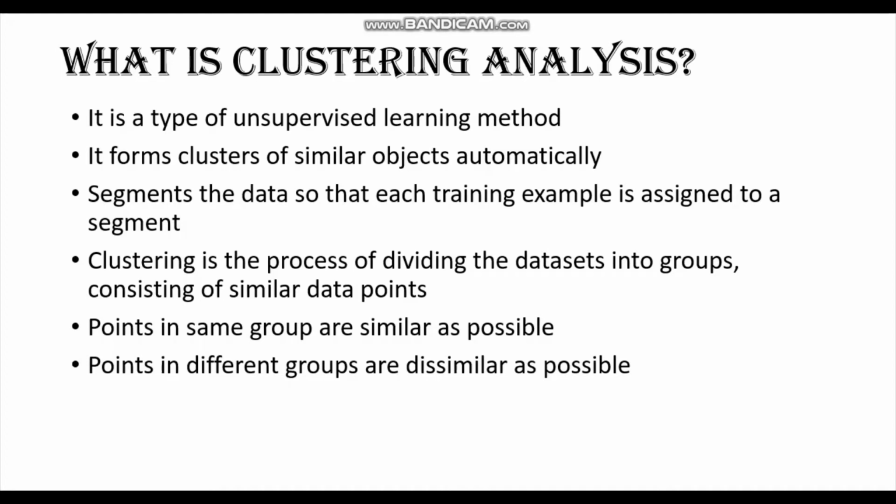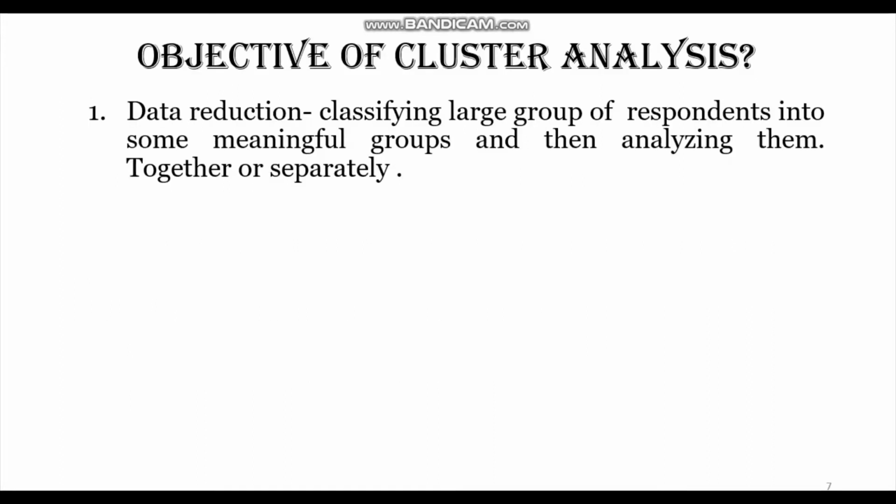It forms clusters of similar objects automatically, segmenting the data so that each training example is assigned to a segment. Clustering is the process of dividing the data set into groups consisting of similar data points, as we discussed earlier. Points in the same group are as similar as possible, and points in different groups are as dissimilar as possible. The major objective of cluster analysis is data reduction. How do you reduce data?